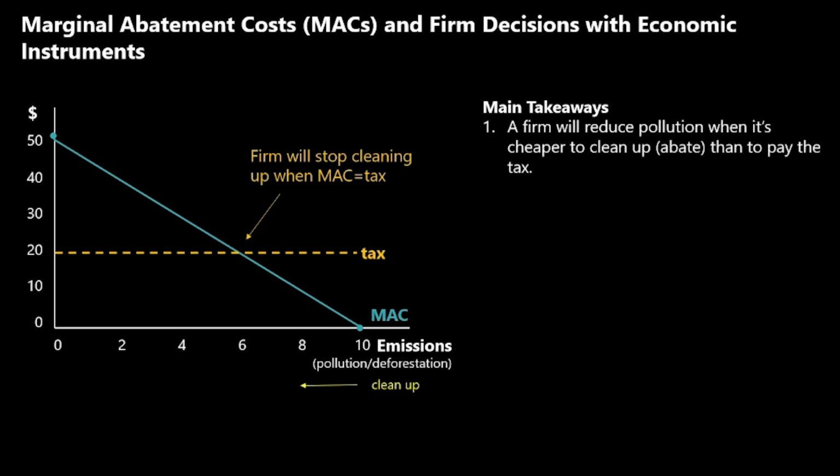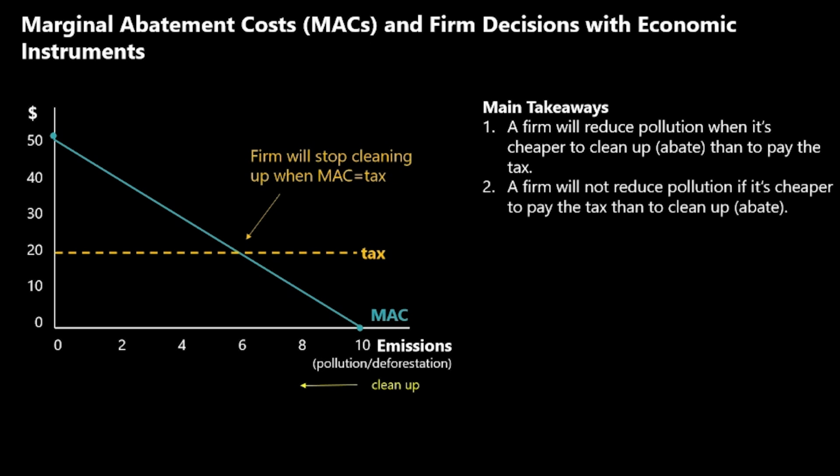What we can conclude from this is that a firm is going to reduce pollution when it's cheaper to clean up or abate than to pay the tax. Second, a firm is going to choose not to reduce pollution if it's cheaper to pay the tax than it is to clean up. And therefore, a firm is going to clean up until the tax is equal to the marginal abatement cost.